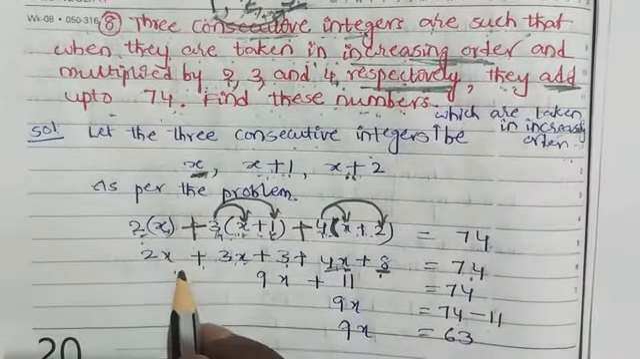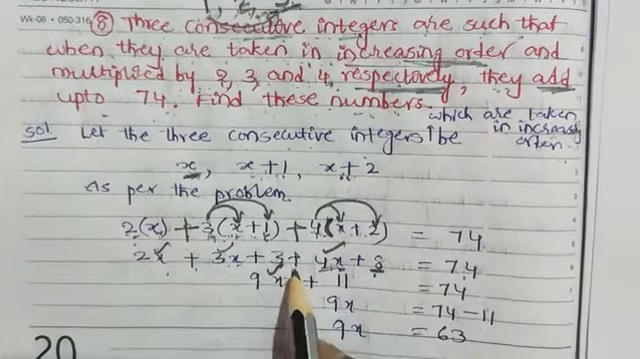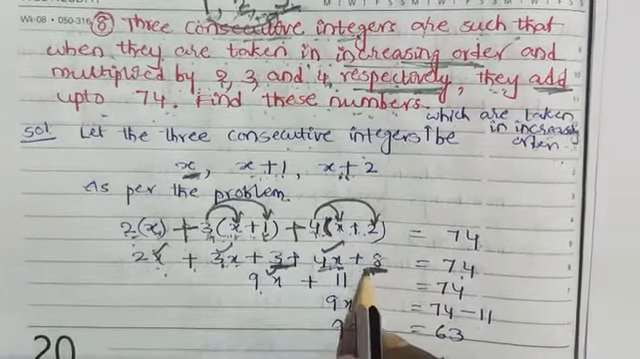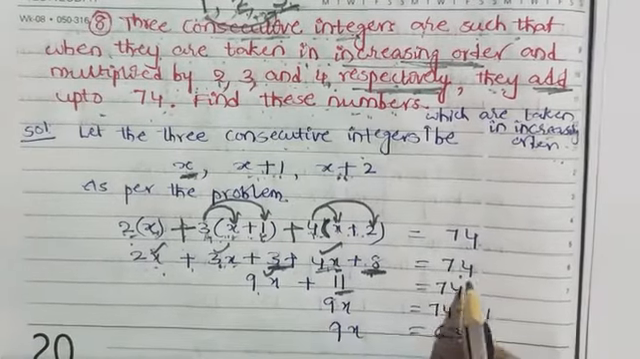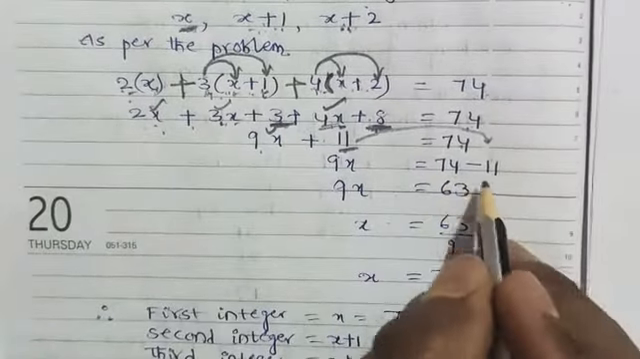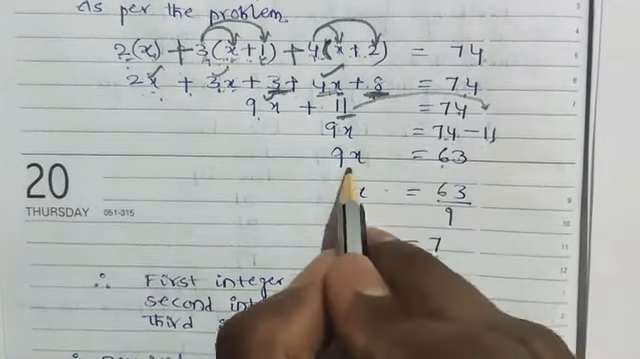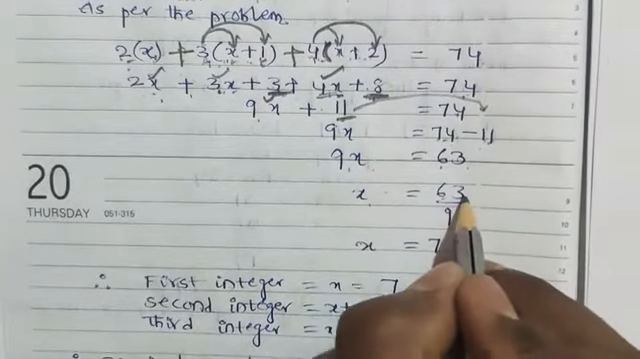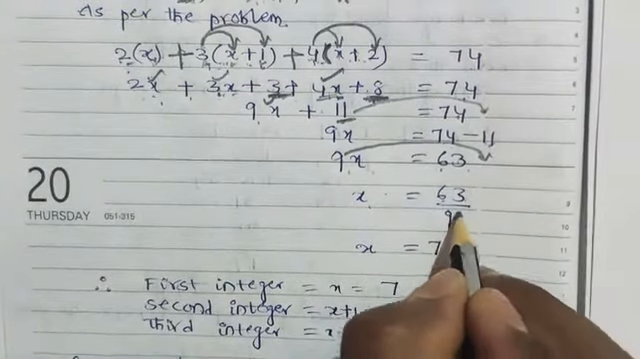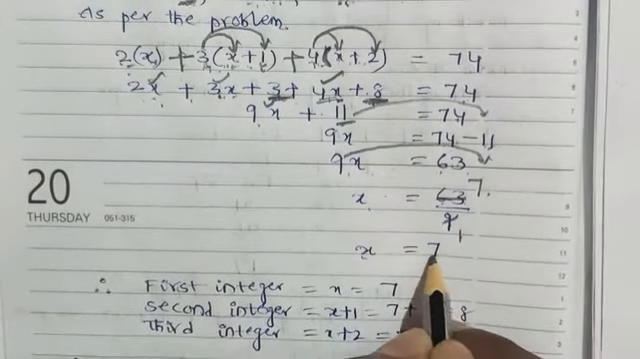Now let us add the x terms only. 2x plus 3x is 5x, plus 4x is 9x. Now go to the numbers: 3 plus 8 is 11, which equals 74. Plus 11 is transposed to the right hand side, so it becomes minus 11. 74 minus 11 is 63. So 9x equals 63, x equals 63 by 9. Since 9 is multiplying, it goes to the other side and divides: 63 divided by 9. 9 times 7 is 63. So x equals 7.